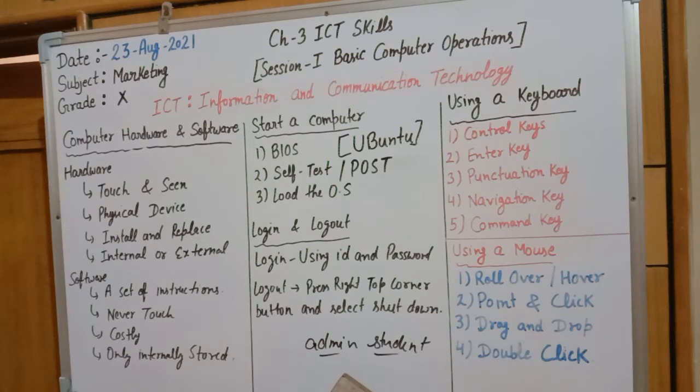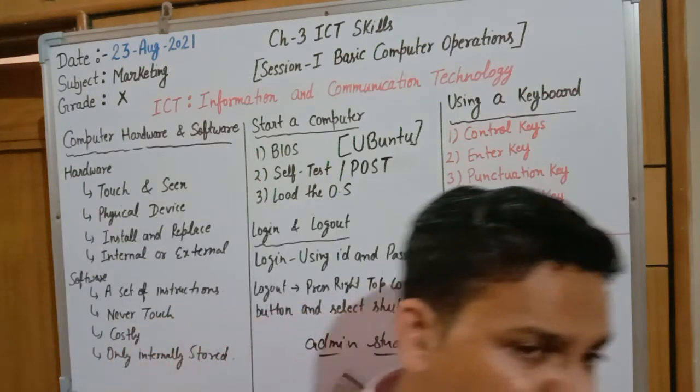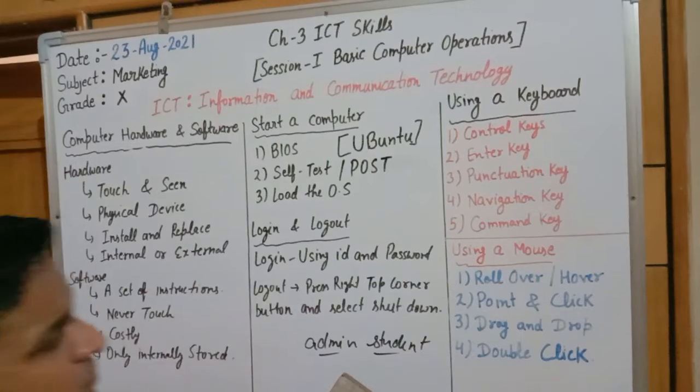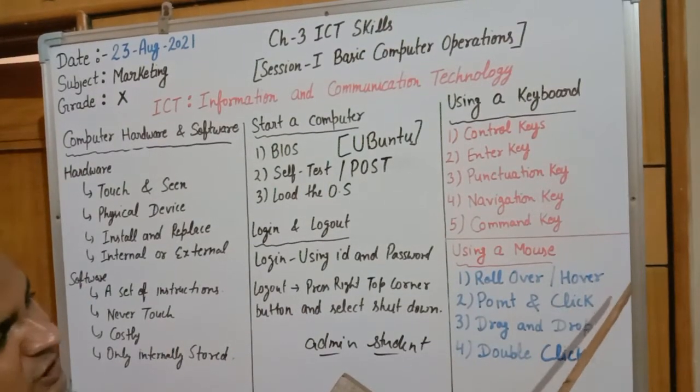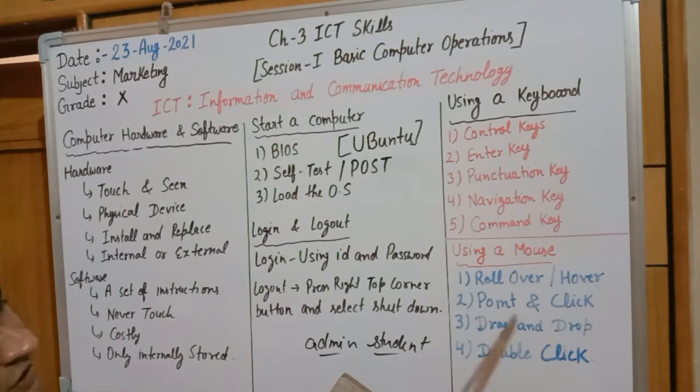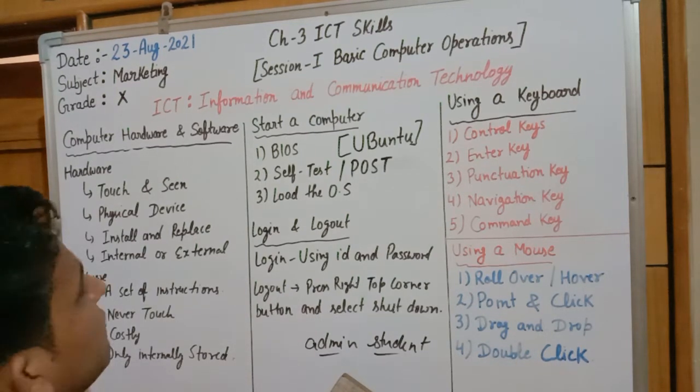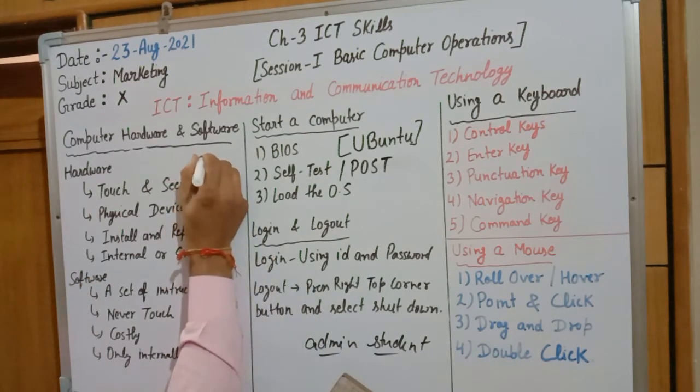Next is using a mouse. A mouse can perform 4 types of operation. With the mouse we can perform the rollover process, which is also known as hover. Second is point and click, then drag and drop, and double click. So the first process is rollover. Suppose this is your mouse, see on your screen.